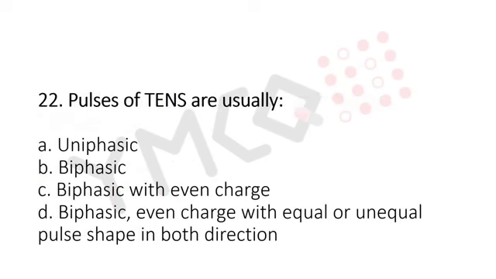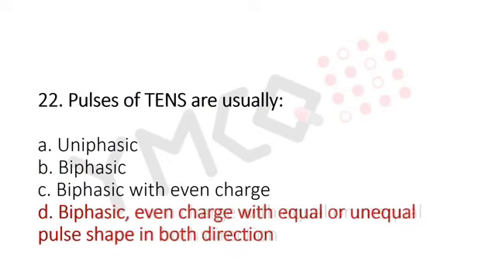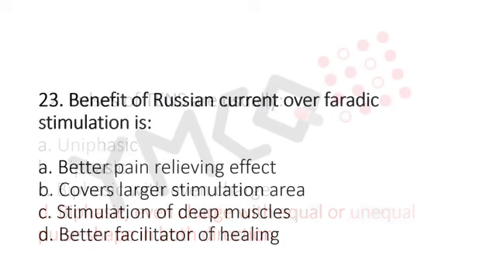Pulses of TENS are usually option A, uniphasic, option B, biphasic, option C, biphasic with even charge, option D, biphasic, even charge with equal or unequal pulse shape in both directions. And the answer is option D, biphasic, even charge with equal or unequal pulse shape in both directions. Now let's move to question number 23.